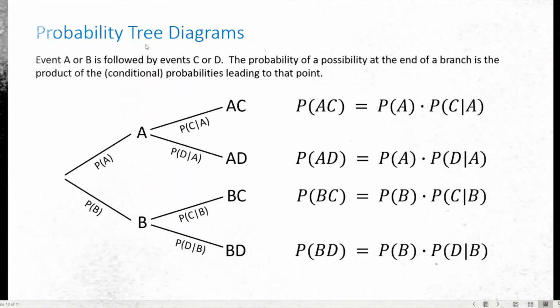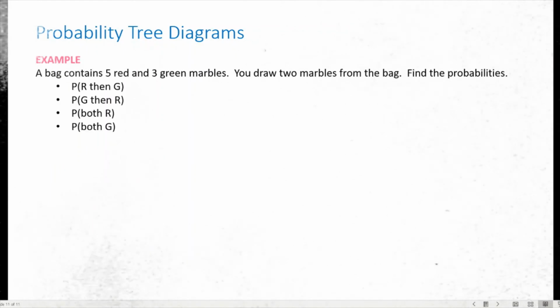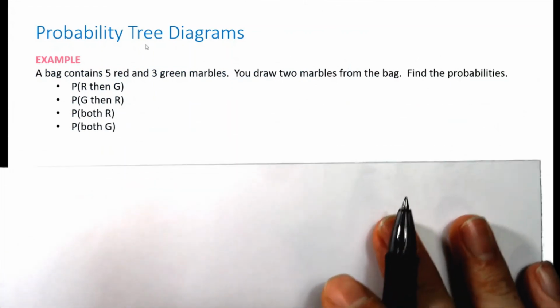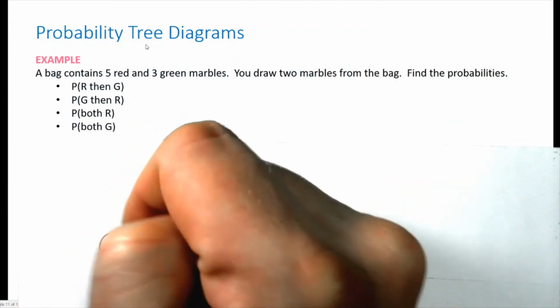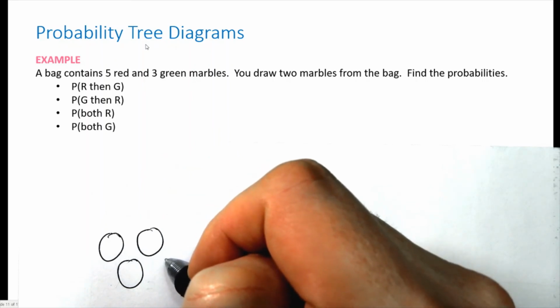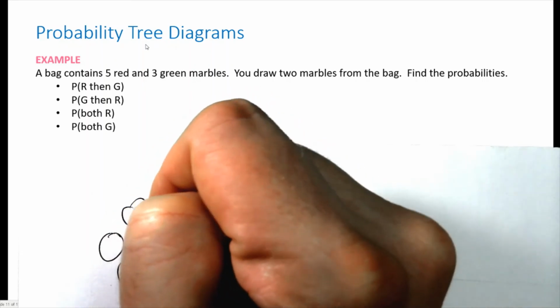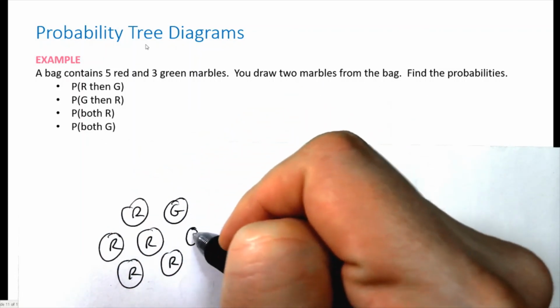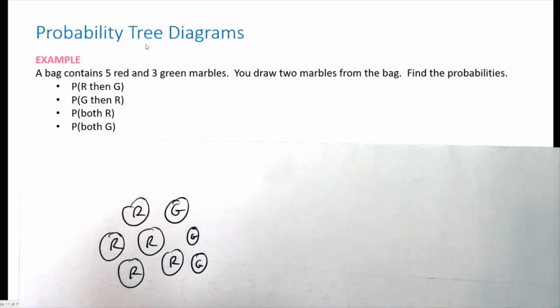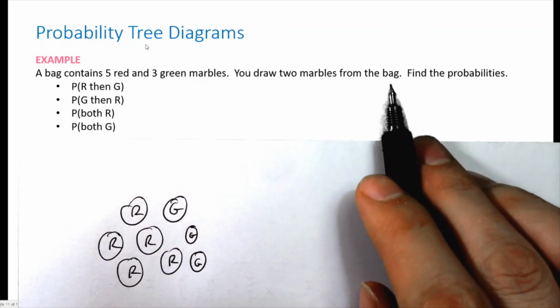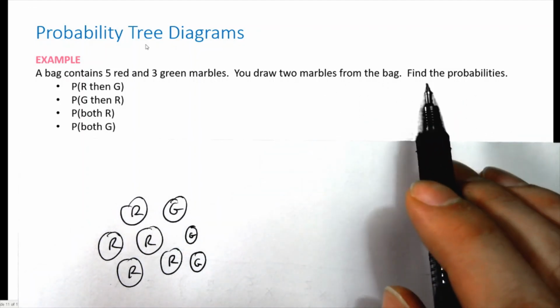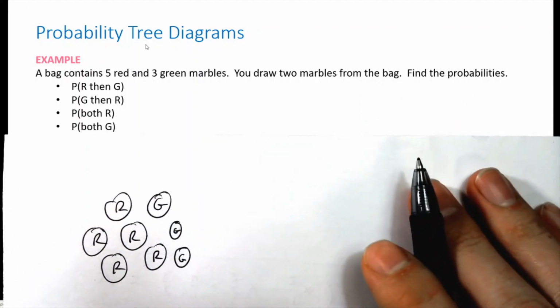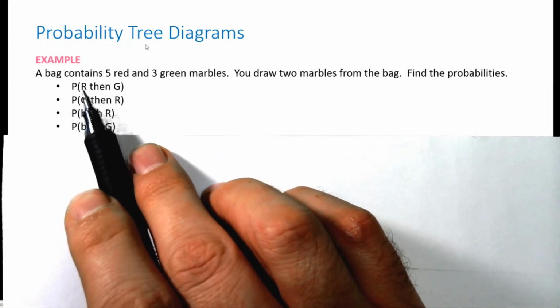Okay, so let's apply this. A bag contains 3 red and 3 green marbles. Let's draw a picture here because we can. So I've got 5 red, red, red, red, red, red, and then 3 greens. Green, green, green. You draw 2 marbles from the bag. Let's assume the bag is thoroughly shuffled, and each marble is just as likely to be drawn as any other marble. What's the probability of drawing a red, then a green?